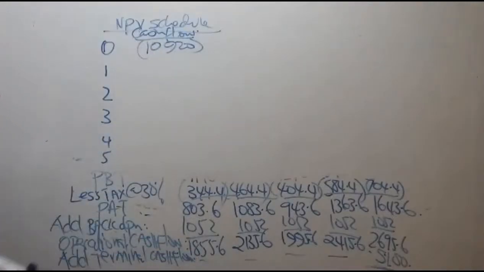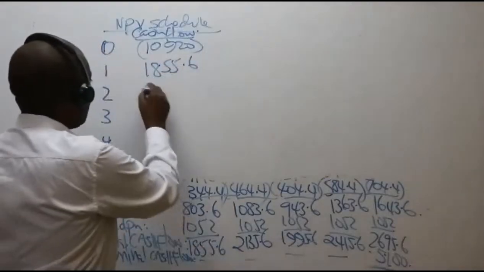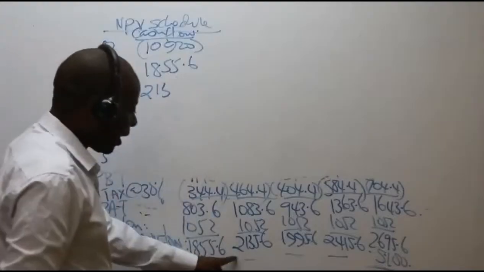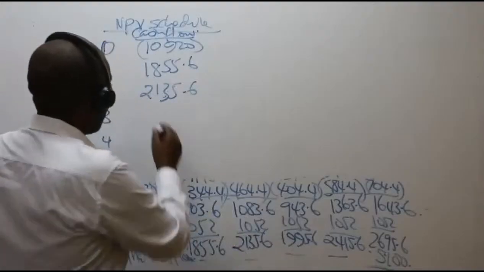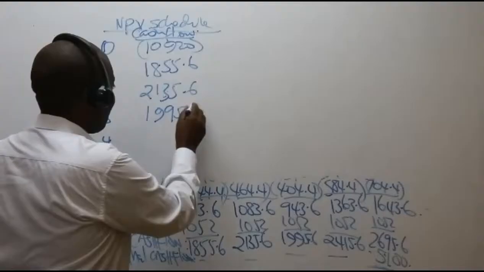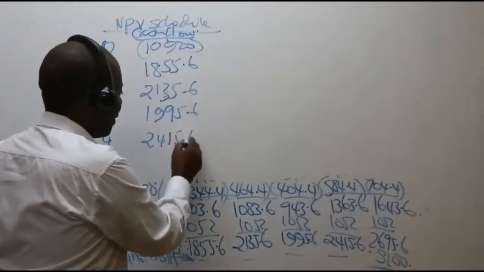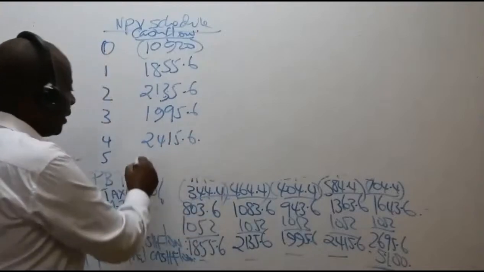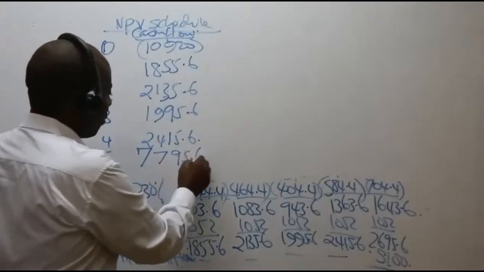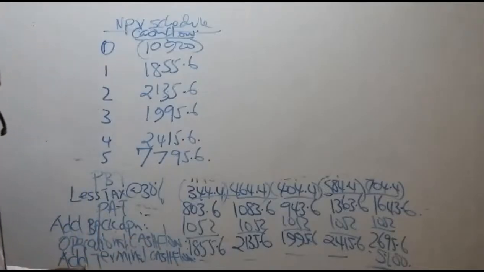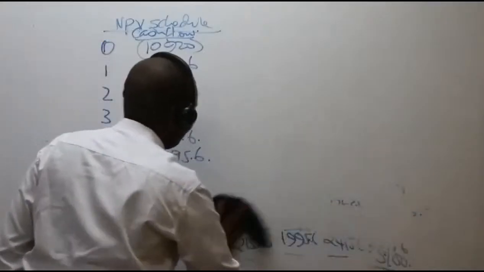Year number 1, I will achieve 18,55.6. Year number 2, I will get 21,35.6. This one here, we have 19,95.6. This one here, we have 24,115.6. And then year number 5, lastly, you gave me 77,95.6.